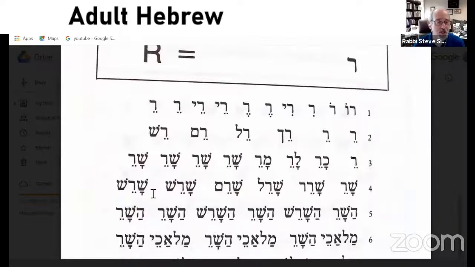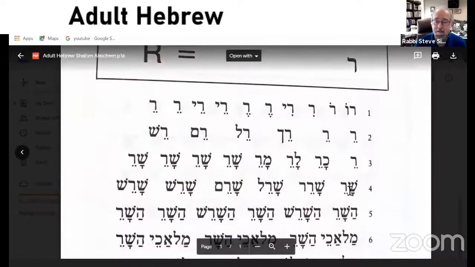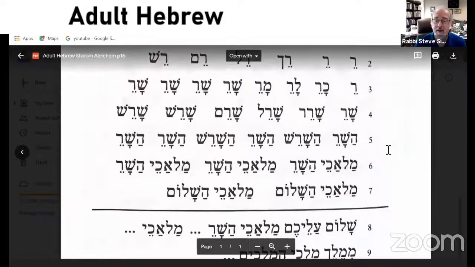Sharesh. And you see here's the shin with the dot on the right. That's part of the letter. Dots on the right are part of the letter. In the case of the shin, it's kind of an exception to the rule. And now we're on line number 5.